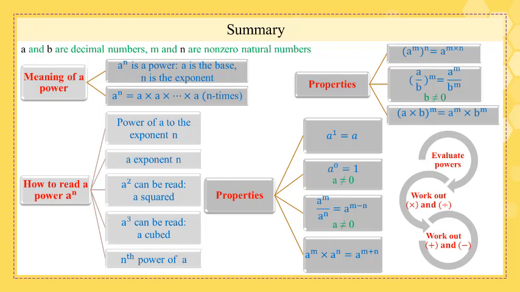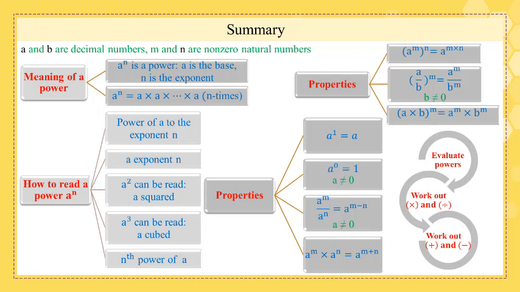Properties: a exponent 1 equals a, and a exponent 0 equals 1. The quotient of two powers having the same base, a, we subtract the exponents. The product of two powers having the same base, we add the exponents, and the base stays as it is. Also, we have these properties: a exponent m, to the exponent n, equals a exponent m times n; a over b, to the exponent m, equals a exponent m over b exponent m; and a times b, to the exponent m, equals a exponent m times b exponent m.